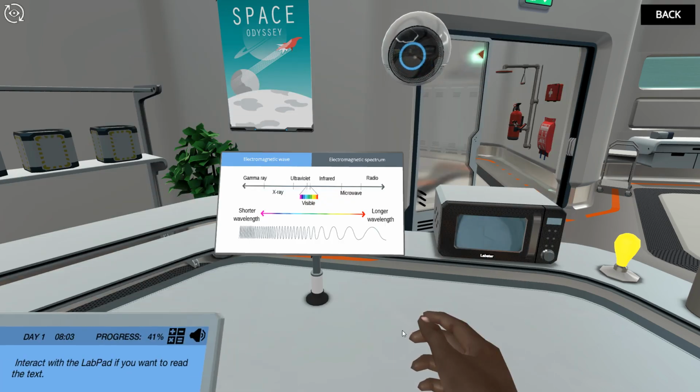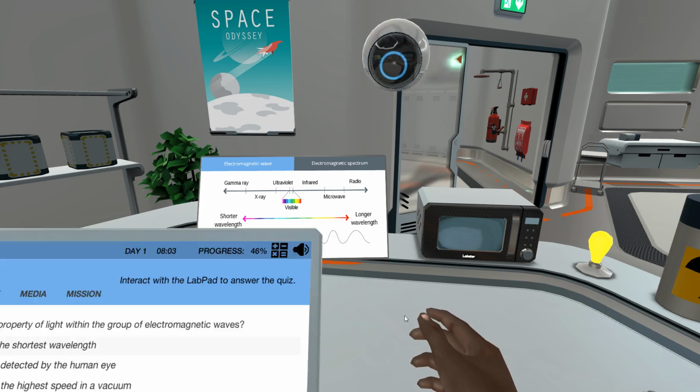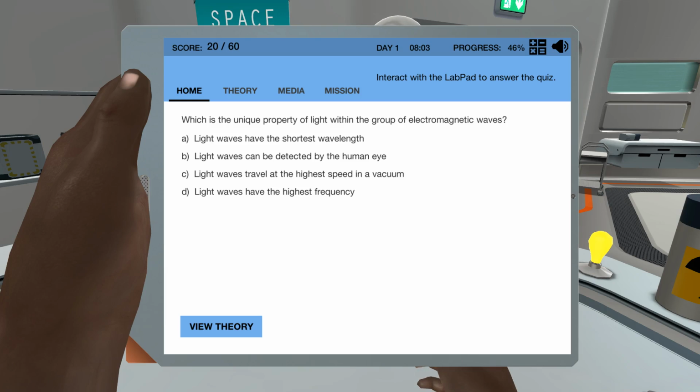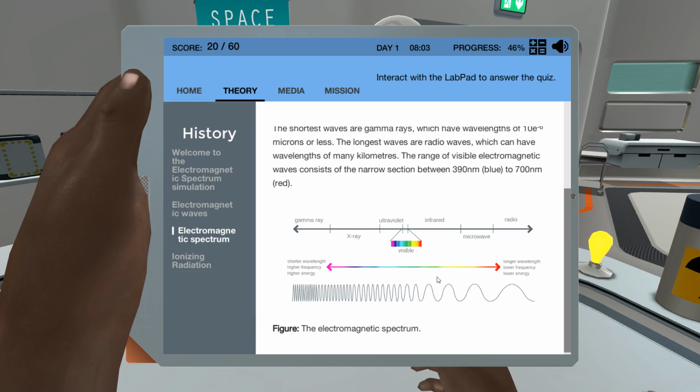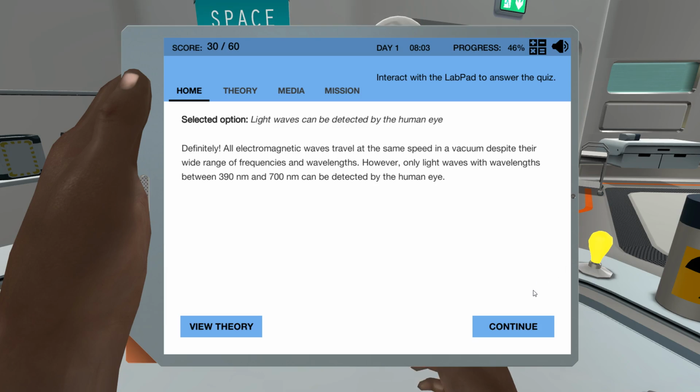You can see that visible light occupies only a small section of the electromagnetic spectrum. Humans cannot detect most wavelengths, but you can definitely detect light if you are seeing this lab room. Which is the unique property of light within the group of electromagnetic waves? Definitely. All electromagnetic waves travel at the same speed in a vacuum despite their wide range of frequencies and wavelengths. However, only light waves with wavelengths between 390 nanometers and 700 nanometers can be detected by the human eye.